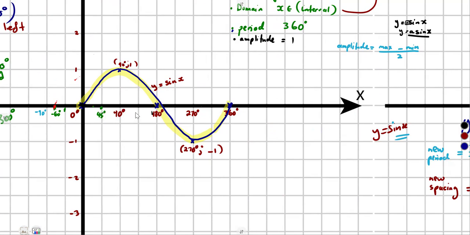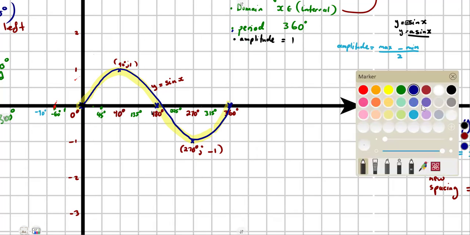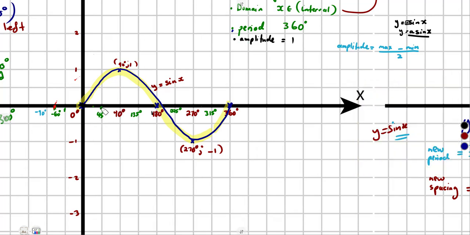We add the 45, that will be 135. 180 plus 45, that is going to be 225. 270 plus 45, that is going to be 315. We add 45, we get 360. So what is happening, guys, is that our graph has changed, remember. The spacing as we had before, to say 90 degrees was giving us a 1. This is now happening at 45 degrees according to the new spacing. 45 degrees is the one that is giving us a 1.